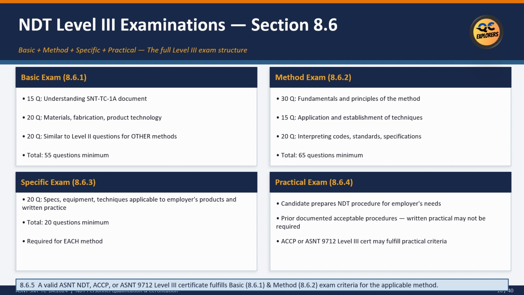The method exam covers principles, applications, techniques, and code interpretation. The specific exam focuses on employer requirements, and the practical exam may require preparation of NDT procedures. Another important exam point. A valid ASNT Level III certificate may fulfill basic and method examination requirements under certain conditions.